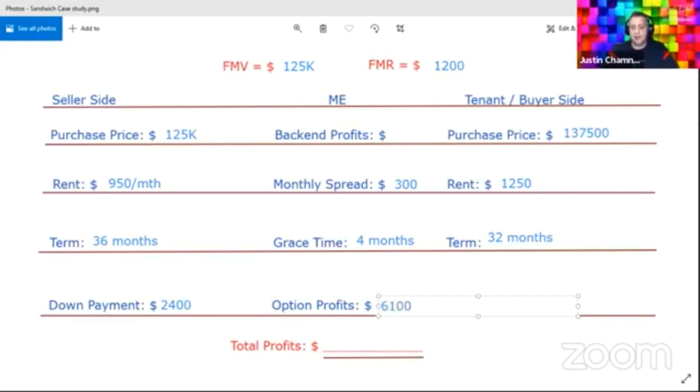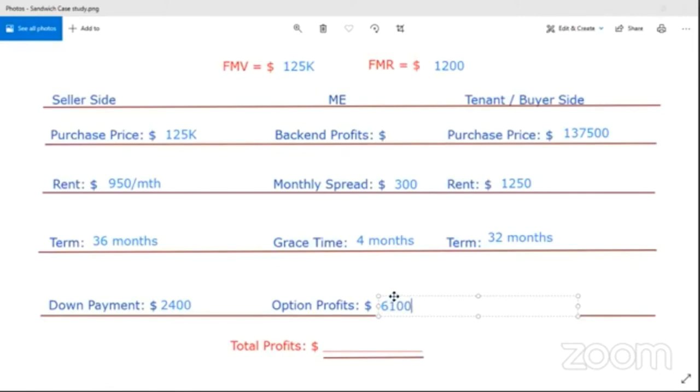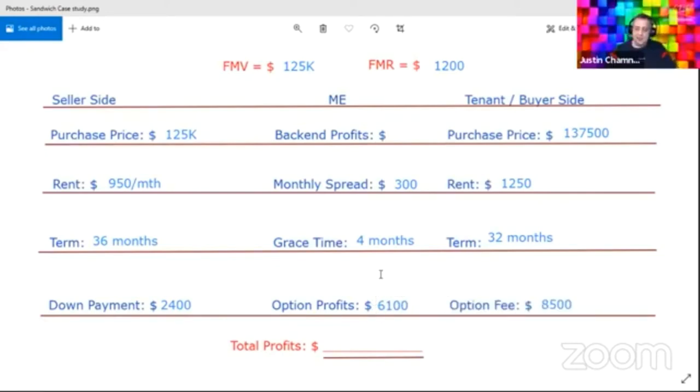You guys got to have a calculator. If you don't have a calculator, get one on Amazon. Got to have one. You'll make mistakes like me if you don't get your calculator. 6,100 option profits. Now, how do I calculate the back-end profits?